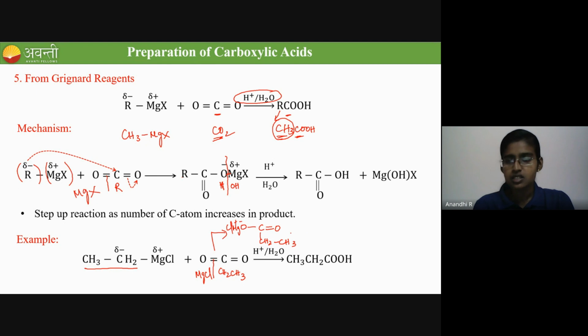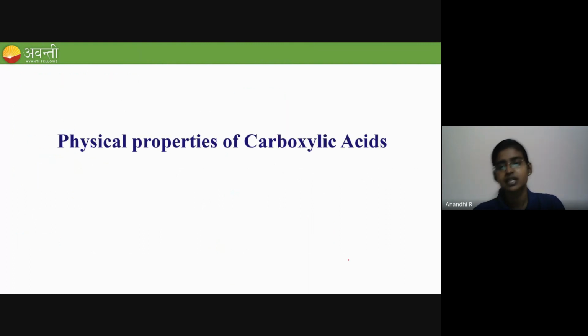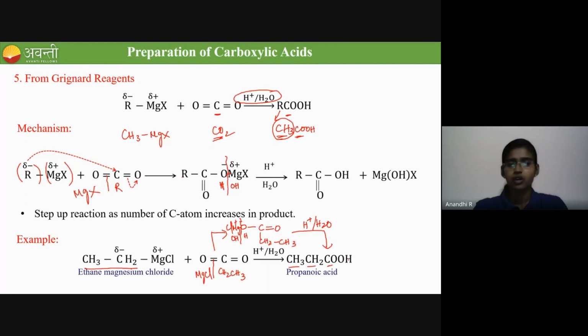Okay. Then this on hydrolysis, that is H plus and H2O, forms the carboxylic acid. What you have to do? Just break this OMg bond, add H here and OH here. So you'll get the CH3CH2COOH system, which is called propanoic acid. So we took ethyl magnesium chloride as the Grignard reagent, and we got propanoic acid as the final product. Okay.